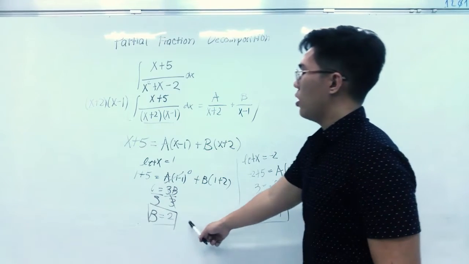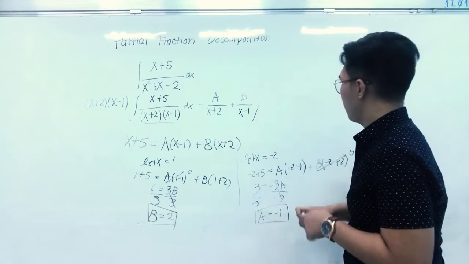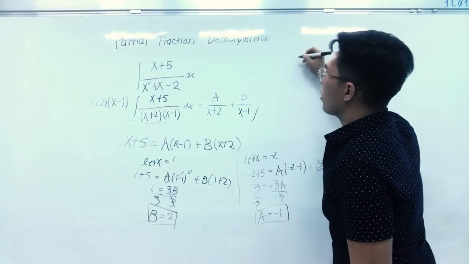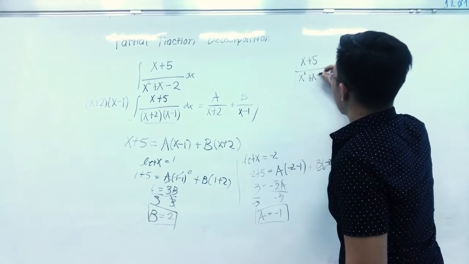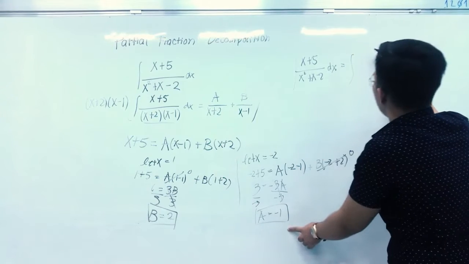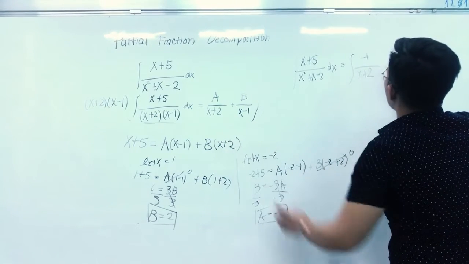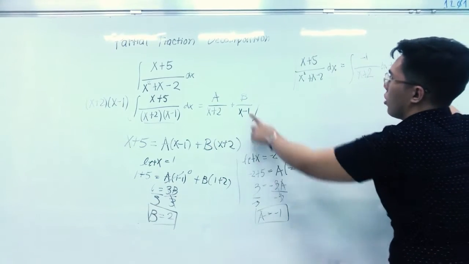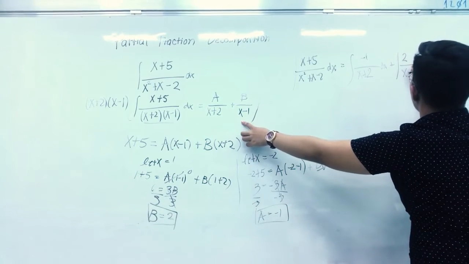So now, since we have the values of constant B and constant A, we apply them to the original equation and substitute. So the integral of x plus 5 over x squared plus x minus 2 dx is equal to the integral of, instead of A, we substitute the value of negative 1 over x plus 2 dx, plus the integral of, the value of our B is 2, so the integral of 2 over x minus 1 dx.